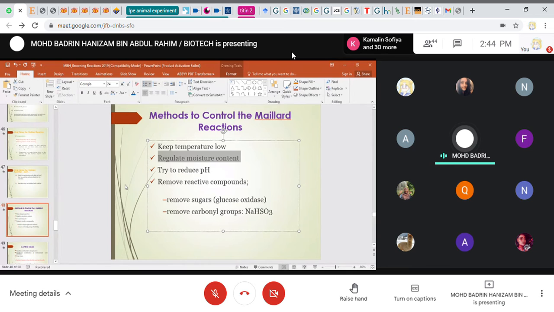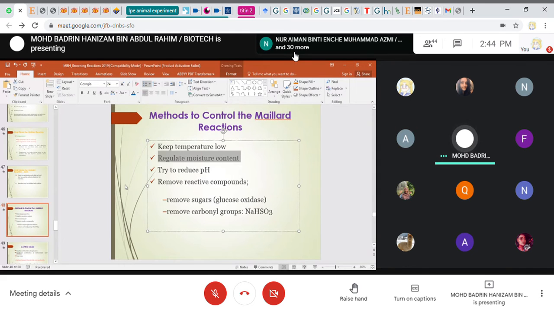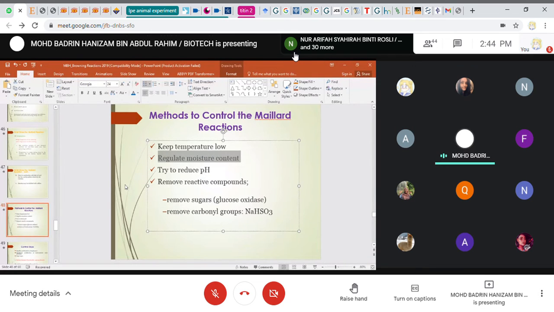For example, lemon juice, an acidic environment, can slow down and control the Maillard reaction. Remove the active compound: if you remove the sugar, the carbonyl group, you can stop the Maillard reaction, but it's really not practical to remove all the sugars and amino acids from the food product, right?